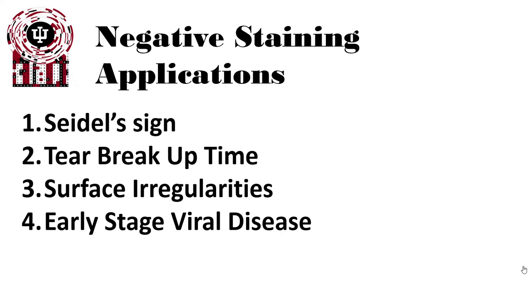Negative staining has a number of applications. Here's 4 examples of them. The one we've already gone over is Seidel sign in our previous video. You can also use it to determine tear breakup time, as well as for surface irregularities and early stages of viral disease.